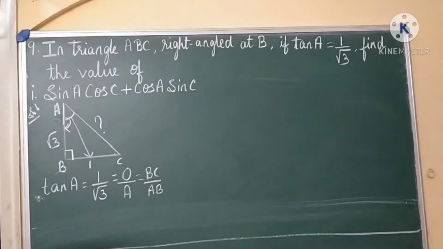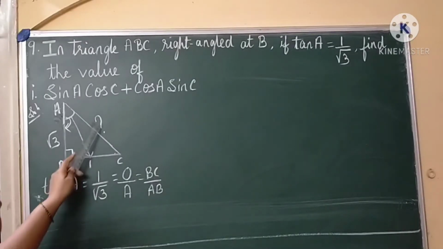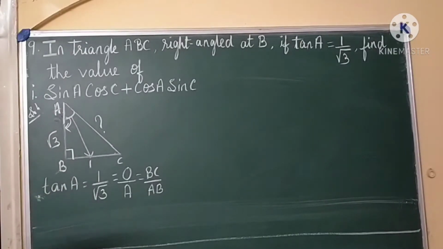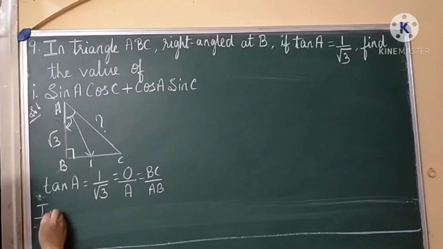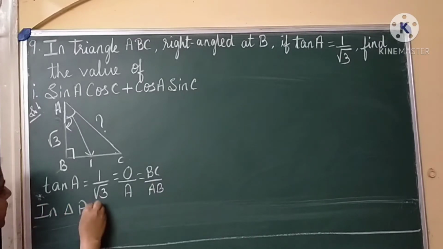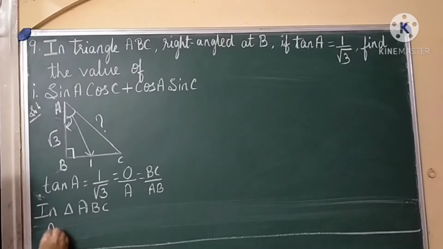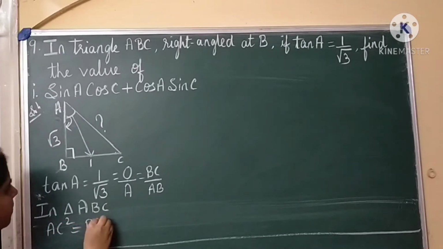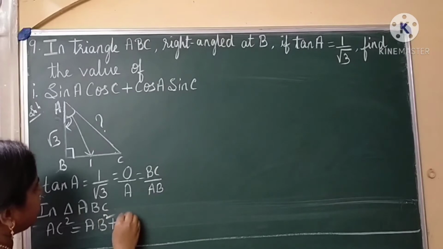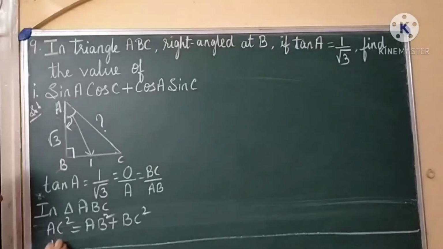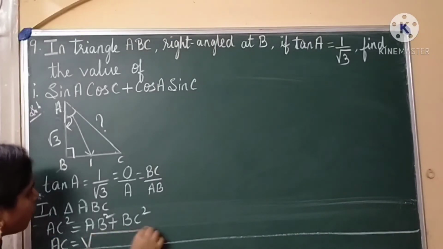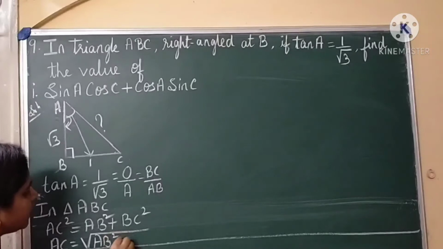Before finding out the trigonometric ratios, first we have to find all the sides of the given triangle. That is, we have to find the side AC. Since it is a right angle triangle, we are using Pythagoras theorem. In triangle ABC, AC square is equal to AB square plus BC square according to Pythagoras theorem. So here AC is equal to root of AB square plus BC square.